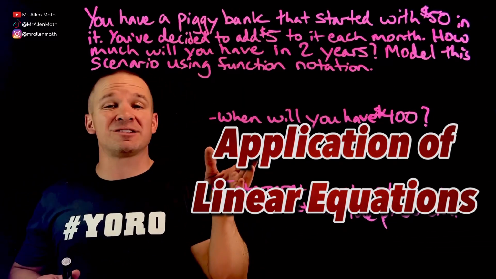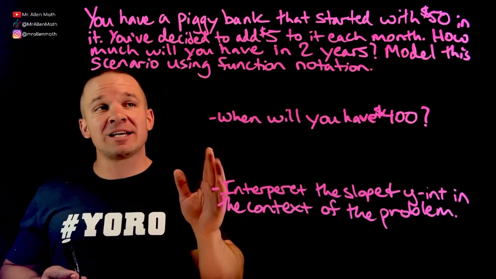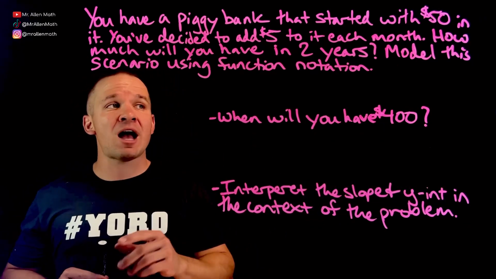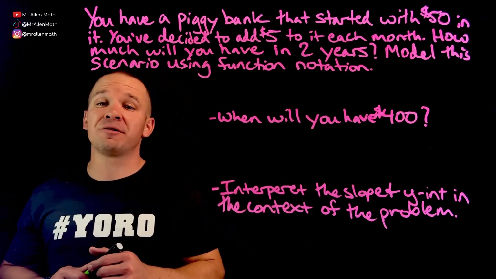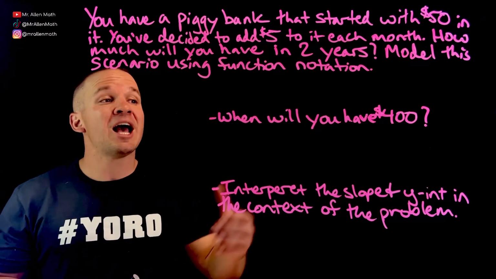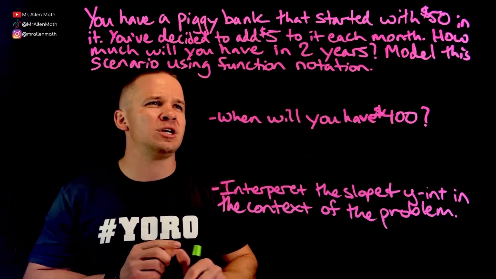Mr. Allen here with a little application problem. You have a piggy bank that started with $50 in it. Maybe somebody hooked you up on your birthday, right? You've decided to add, smart, $5 each month. How much will you have in 2 years? Also, model this scenario using function notation and a few other questions. But let's start with this. How much are we going to have in 2 years?